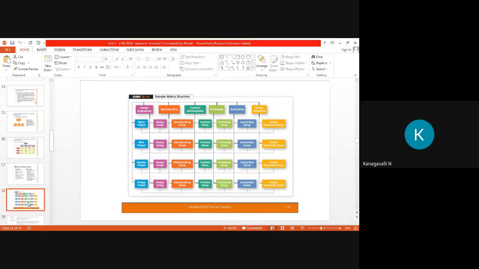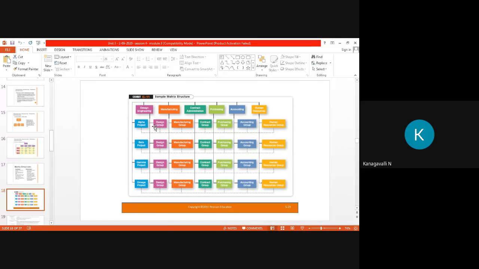Sample matrix structure. See this row and column wise. Here the divisions are design engineering, manufacturing, contract administration, purchasing, accounting, and human resources. These are the divisional parts. Then here we are categorized depending on our project. The project names are alpha, beta, gamma, and omega.